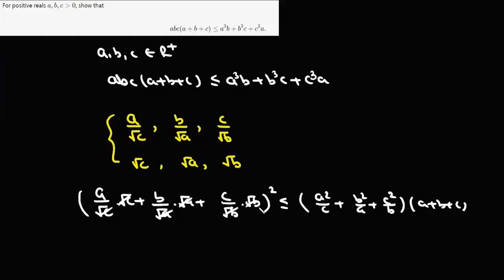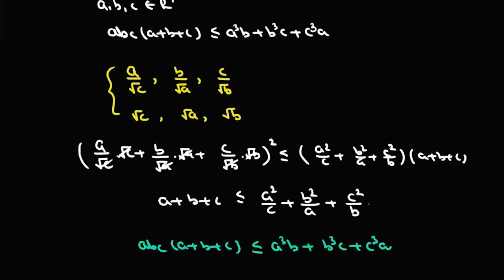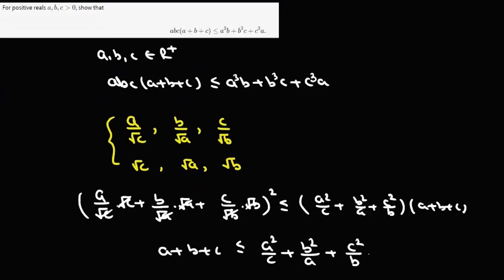Now this is (a + b + c) whole square, so we can cancel a + b + c, so we can write a + b + c will be less than or equal to a square upon c + b square upon a + c square upon b. And if we take reciprocal and cross multiply, then we can write abc into (a + b + c) is less than or equal to a cube b + b cube c + c cube a, which is what we need to prove in this question.